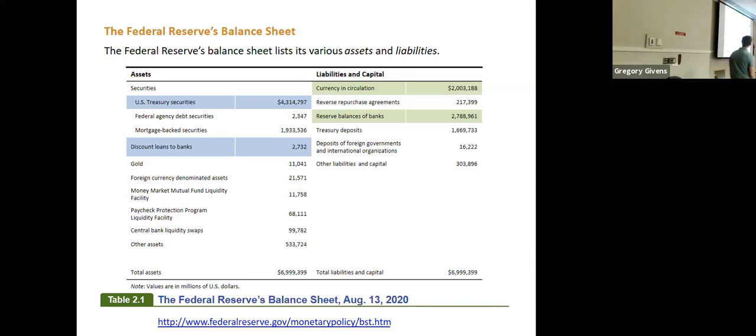Currency in circulation. Now that's strange. Why? In what sense would currency in circulation be a liability for the Fed? How does the Fed owe anybody anything for currency in circulation?